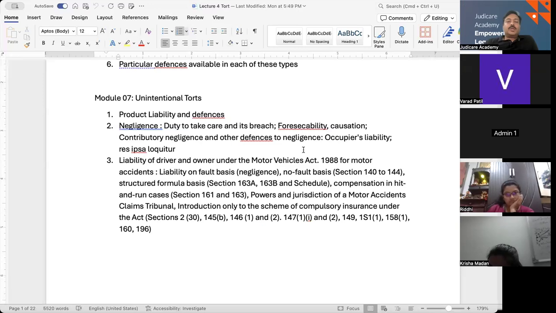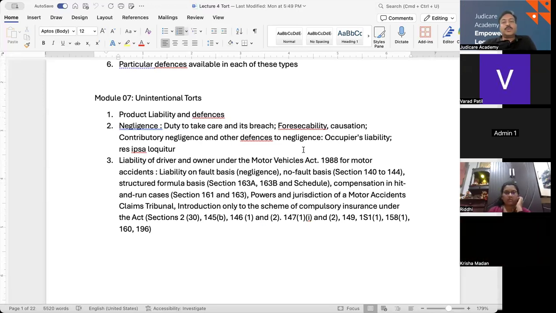Now we'll go to the next part, which is negligence, duty to take care and its breach, foreseeability, causation, contributing negligence, and other defenses of negligence, occupier's liability, res ipsa loquitur. A couple of them we have already touched upon. I'll go through those parts quickly.